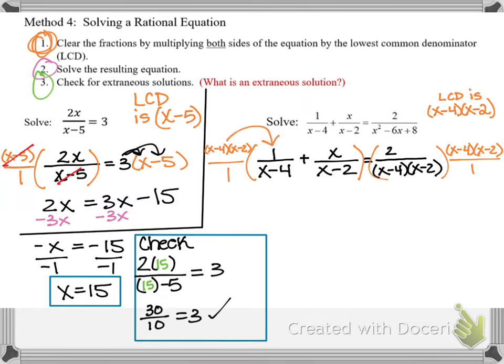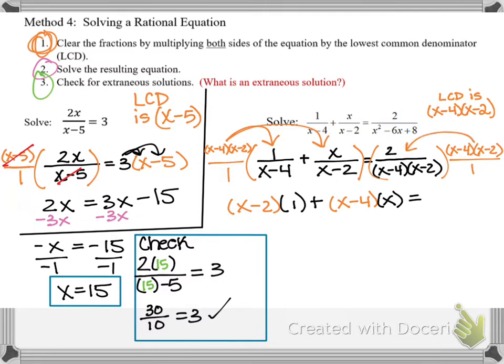Okay, on the left, when I distribute to the first expression, 1 over x minus 4, the denominator x minus 4 will cancel out. So I'm just left with the remaining numerator x minus 2 times the numerator 1. Now I'm going to distribute again to the second fraction on the left side. And now the denominator x minus 2 will be canceled out by its matching factor x minus 2 from the LCD. So all that remains from the LCD is the factor x minus 4, and I multiply that by the numerator x.